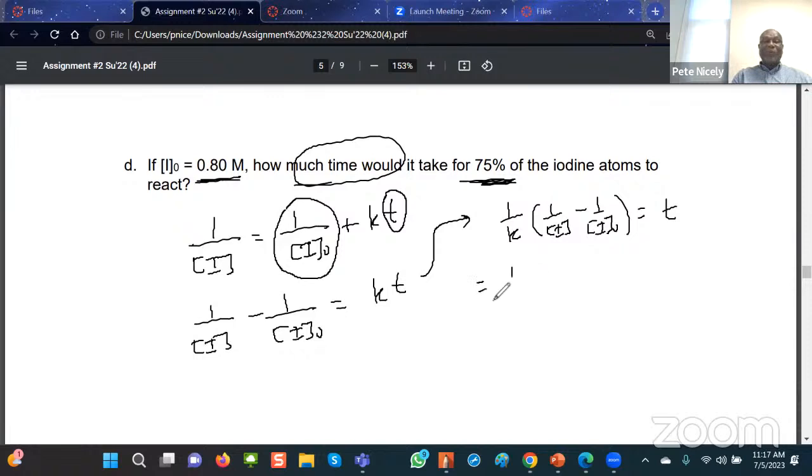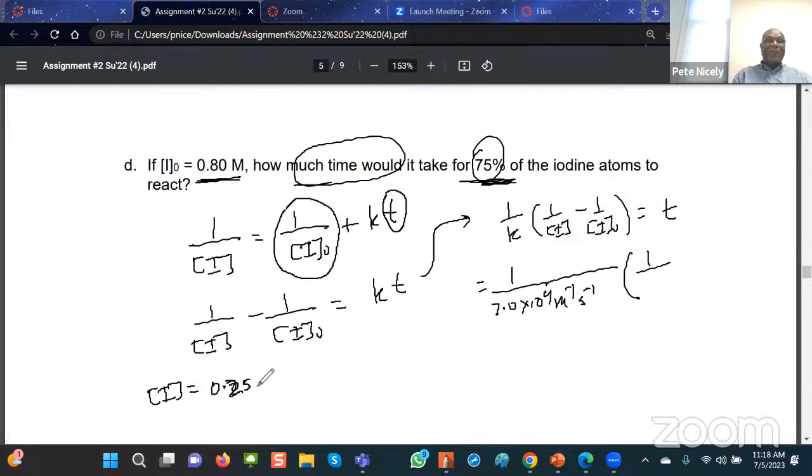So this would equal 1 over K, which we had as 7.0 times 10 to the 9, M to the minus 1 seconds to the minus 1, times 1 over the concentration of I. Now here's where the 75% comes in, right? It says that 75% of the iodine reacted, which means that 25% would have remained. So that means that the concentration of I would be equal to 0.25, multiplied by the initial concentration of I, which is 0.80 M. So that's a quarter of 0.8, which would be 0.10.